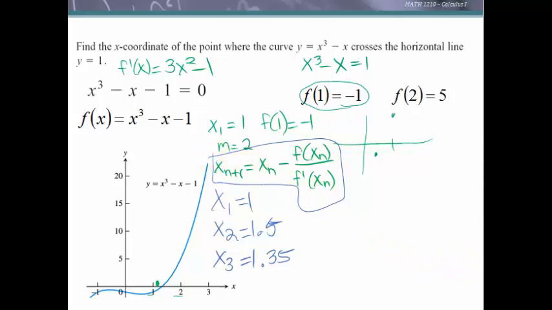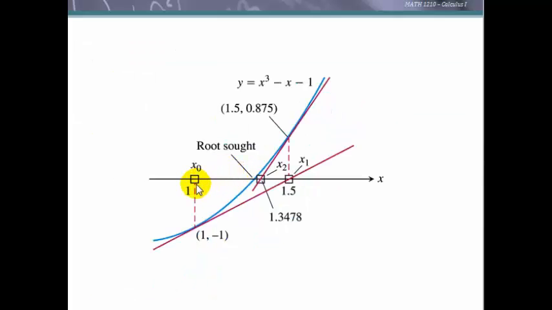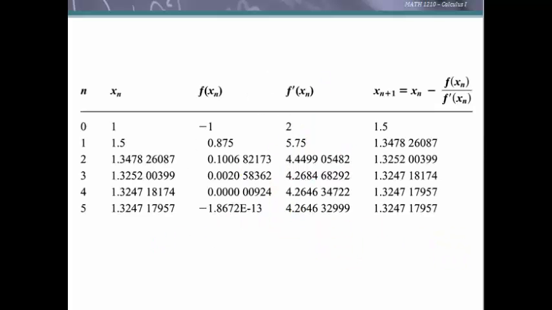So let's have a look here and see essentially what we found. We started with 1. We followed it down, found the function value. We used Newton's method to essentially follow the tangent to the new x-intercept, which was 1.5. We put that in the function using that formula we derived for Newton's method. We then found the next value, which was 1.3478. We could continue to approximate this root. You can see that this actually converges very quickly to the root.